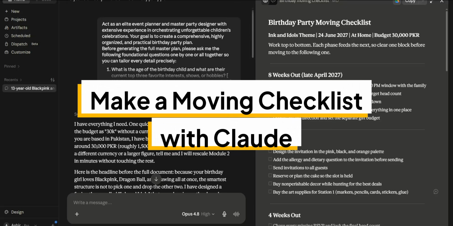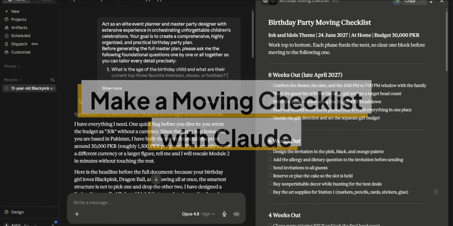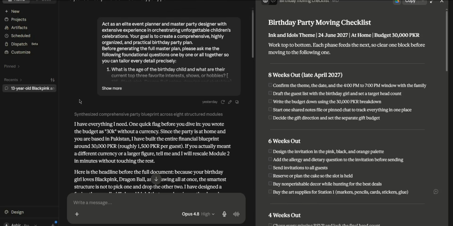In this video, you will learn about how to create a moving checklist. So for that, the video is going to be very comprehensive. Make sure you follow the video till the end to get to know about it.